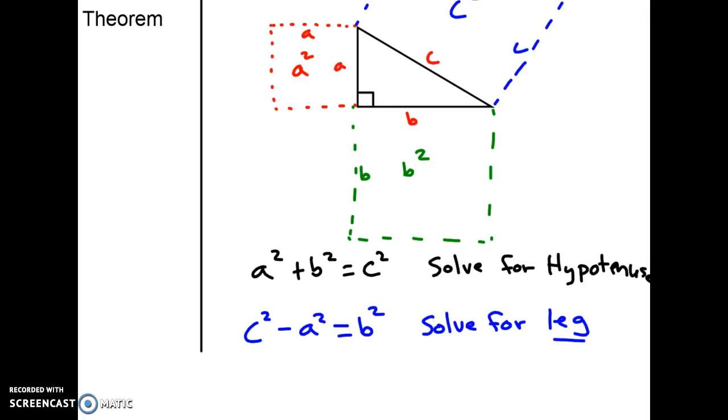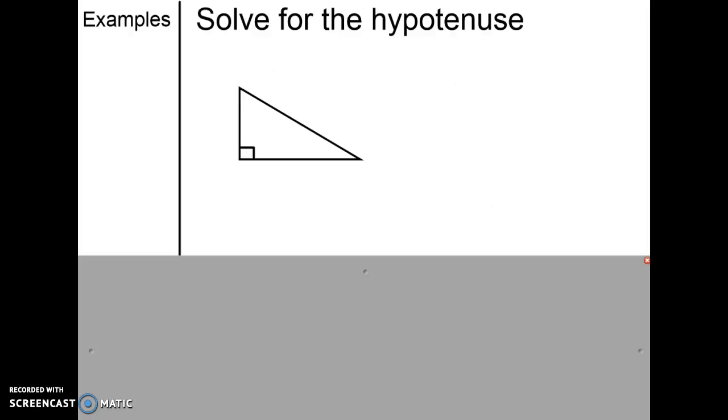So now what we're going to do is go ahead and use those in a couple of examples here. So the first one, we have a right triangle. A is 6 centimeters, and B is 8 centimeters. And C, the hypotenuse, we're not sure of the length there. So we have to find out how long the hypotenuse is in this first example.